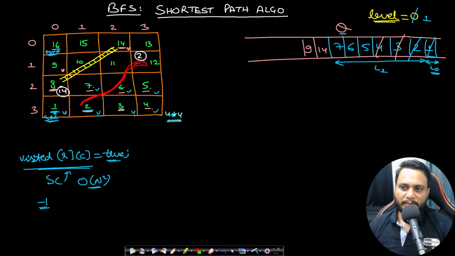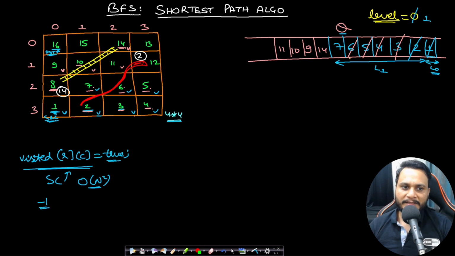Right? Similarly, take out 4. For 4, you will explore that 10 is the new node and 10 will get inserted. All the previous nodes have been visited. For this 5, again when you take it out, then 11 will be the new node that gets visited. So 11 will be inserted.